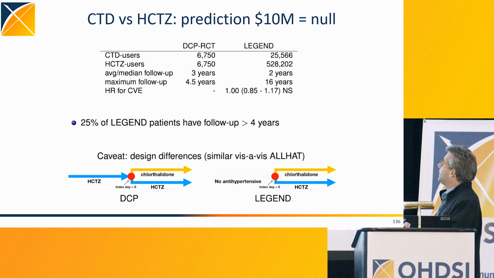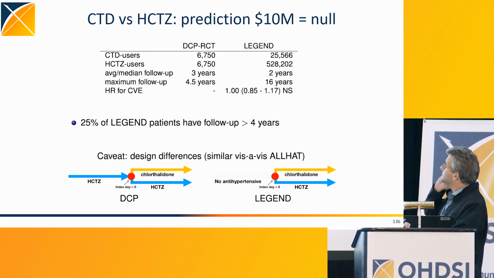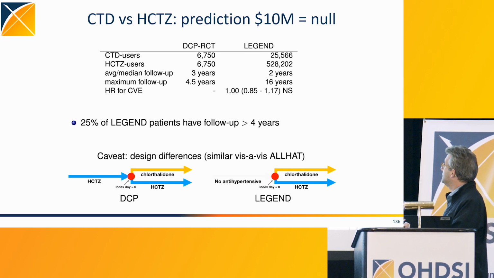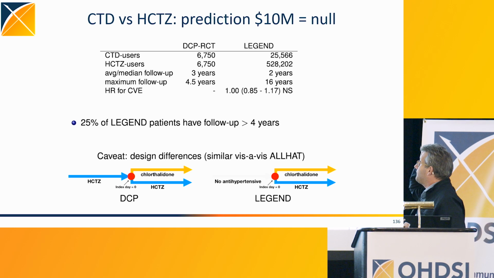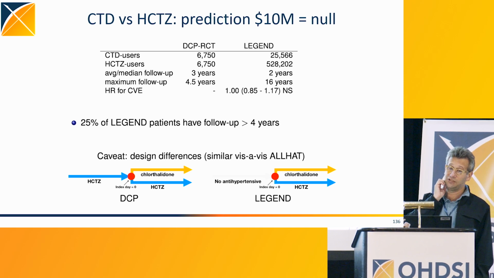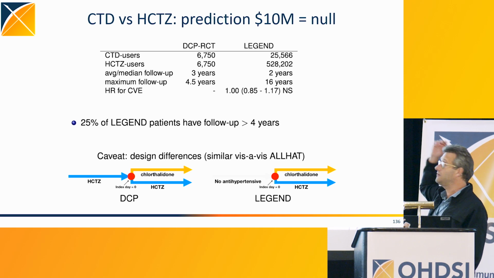There's often this argument that the follow-up is a little spotty in observational data. Well, the follow-up in DCP was set to be 3 years, and the maximum follow-up that they could possibly afford was almost 5 years. And yes, average follow-up in the observational data was slightly less at 2 years, but there was a large fraction of individuals that we were actually able to follow 16 years out for long-term outcomes. 25% of them had over 4 years.